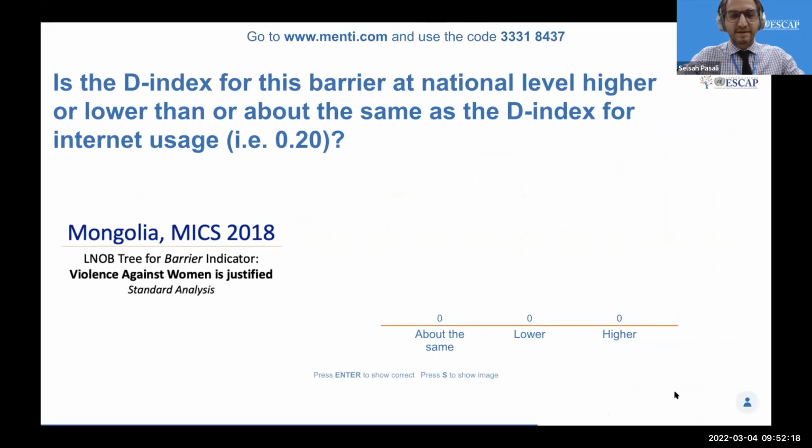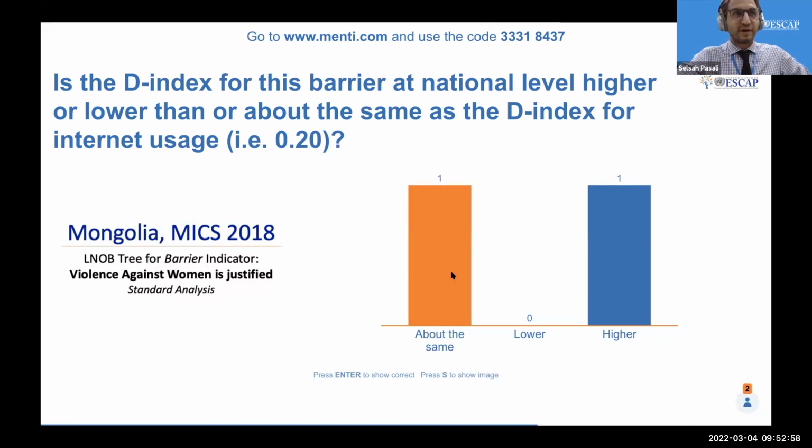So let's do a little quiz. On the chat, you'll see a link to the Mentimeter question. Maybe you're still on Mentimeter. This is a multiple choice question: is the index for this barrier at national level higher than, lower than, or about the same as the D index for internet usage? And just a reminder, the D index for internet usage was 0.2. So the question is, do you think inequality, or the D index for this indicator, is higher than this, lower than this, or about the same? Let's give you a bit of time for this.